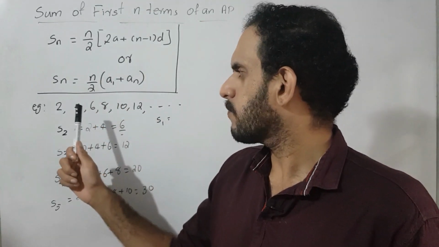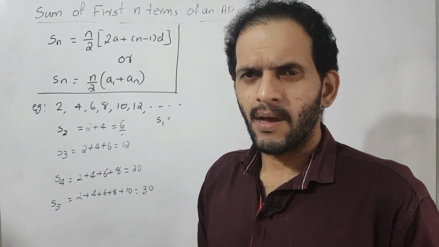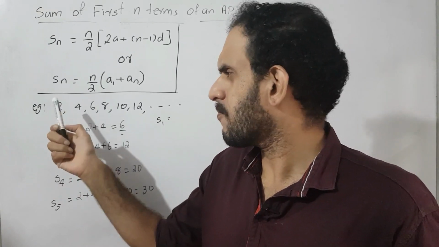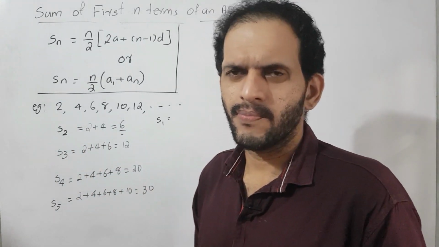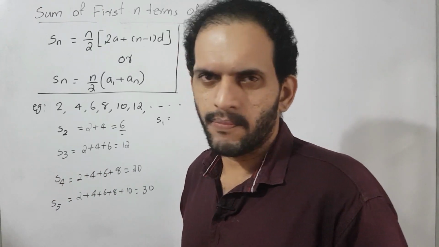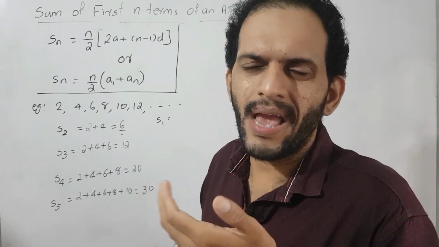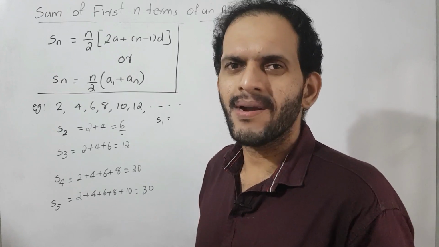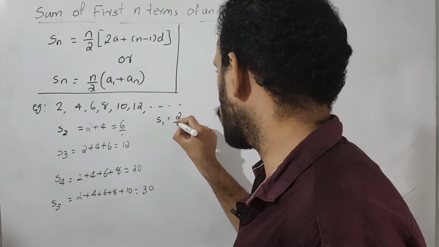Then what is the sum of the first term? ആദ്യത്തെ ടേമിൻ്റെ സം എന്ന് പറഞ്ഞാൽ എന്താണ്? Here, what is the first term? The first term is 2. Then what is the sum of first term? The sum of first term is that term itself. Here we do not have any other term to add with that. അല്ലേ, മറ്റൊരു ടേം ഇല്ല. അതാണ് ആദ്യത്തെ ടേം. Then S1 is equal to 2.